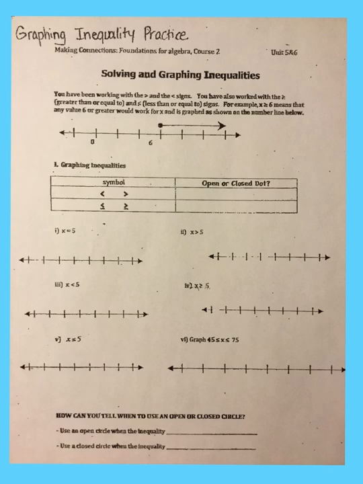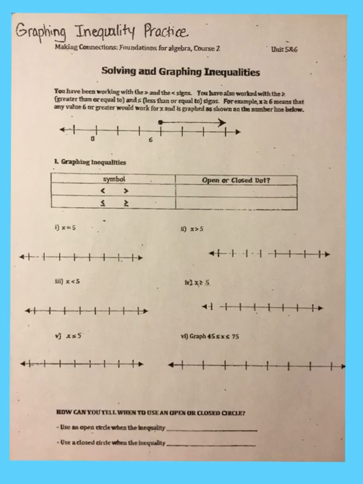So let's take some more notes. You have been working with greater than and less than signs. You have also worked with the greater than or equal to or less than or equal to signs. For example, x is greater than or equal to 6 means that any value 6 or greater would work for x, and is graphed as shown below. So when we are graphing inequalities, the less than or greater than sign is an open dot, and when we include that equal to sign, that is a closed dot.